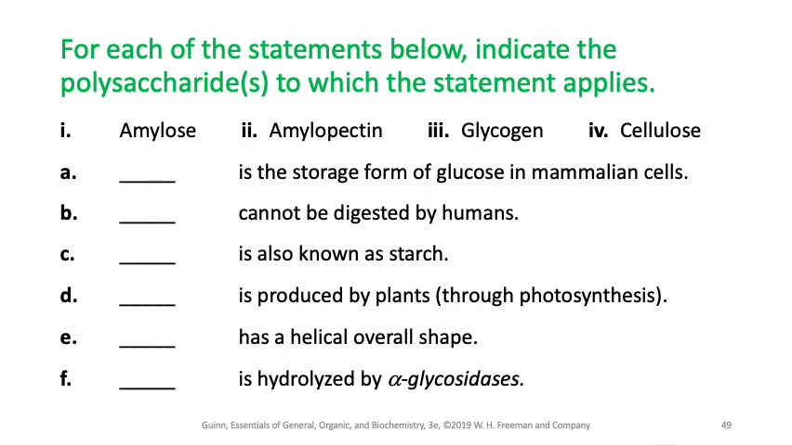So now let's try to do this problem based on the concept that we just did. So just fill in the blanks that are given over here. It says, for each of the statements below, indicate the polysaccharide to which the statement applies. Dash is the storage form of glucose in mammal cells. So it's going to be third. Glycogen is the form in which we normally store glucose in the liver. Then the second one is cannot be digested by humans. This is your cellulose, which is 4.